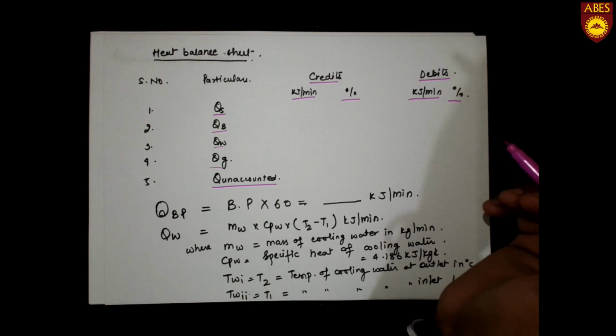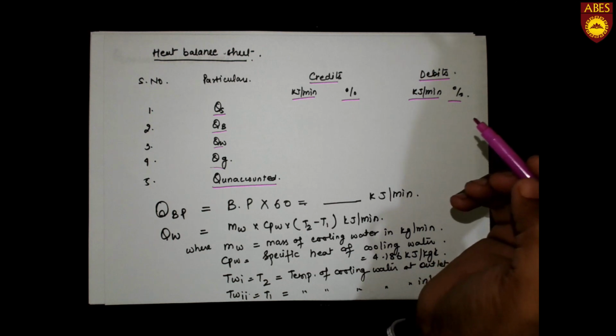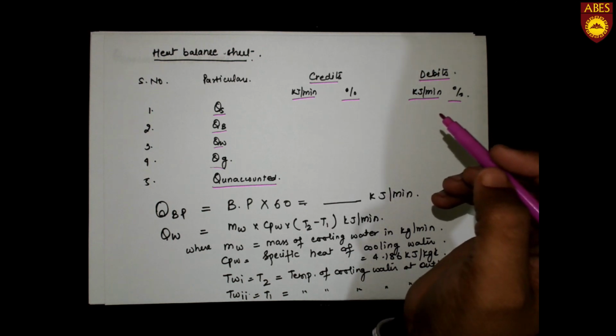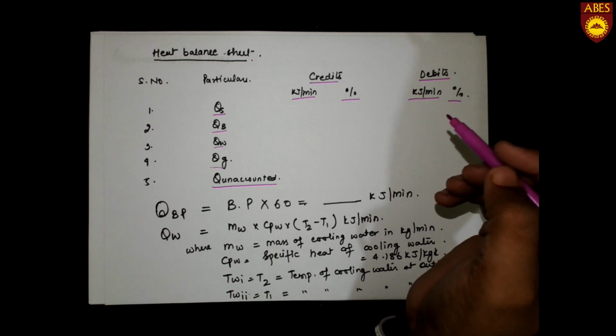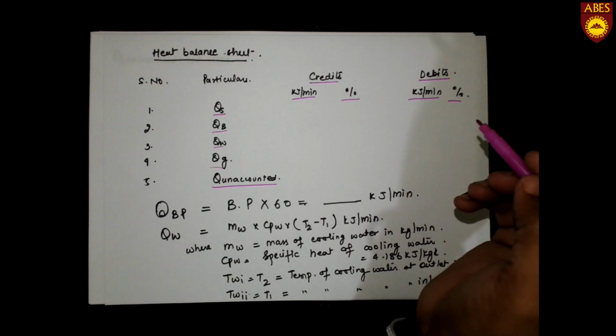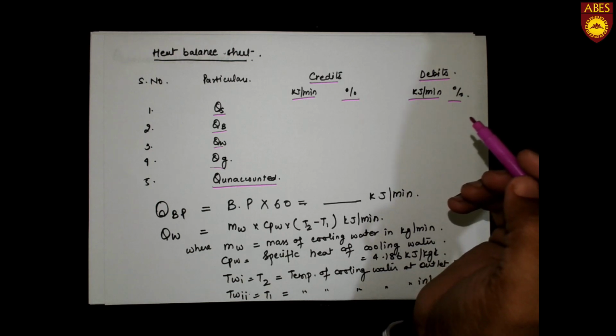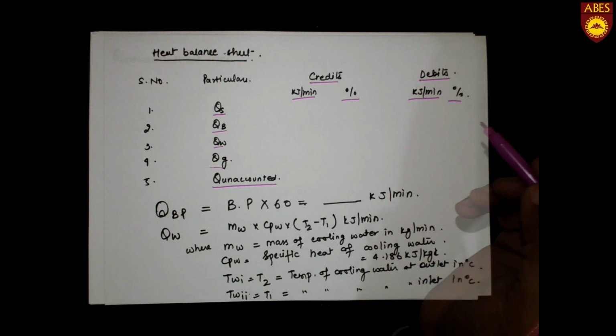In order to conduct the test on an IC engine, we have to prepare a heat balance sheet. But whenever we make a heat balance sheet, we require some apparatus. First is an IC engine setup, measuring tape, thread or a scale, tachometer, stopwatch, bucket, spring balance, thermometer.